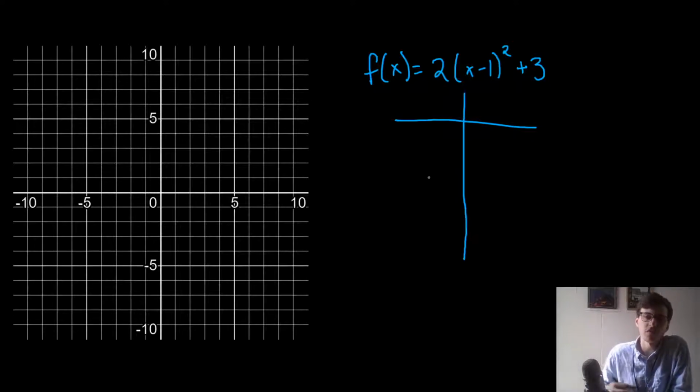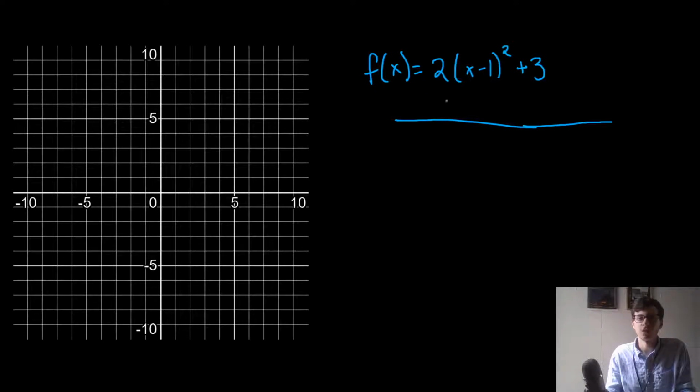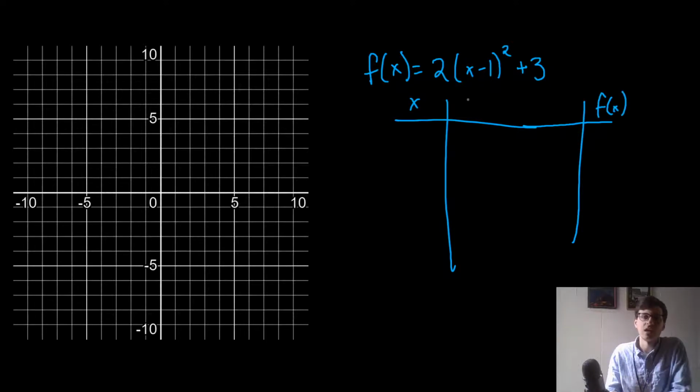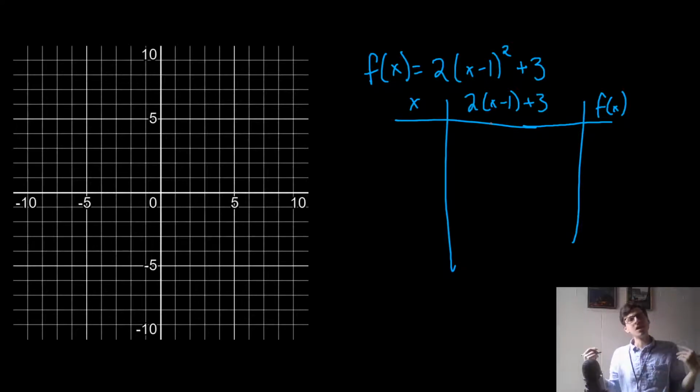Now, how do you know which points to choose? Well, let's just say we don't know, and let's try some things, right? Let's just try a few things, okay? So here we have x, here we have f(x), and here I have my function 2(x - 1)^2 + 3. Let's start at -2 and go to +2, and that should give us at least some idea of where to start. I'm just kind of running the middle 5 numbers of my graph to see where I'm at.